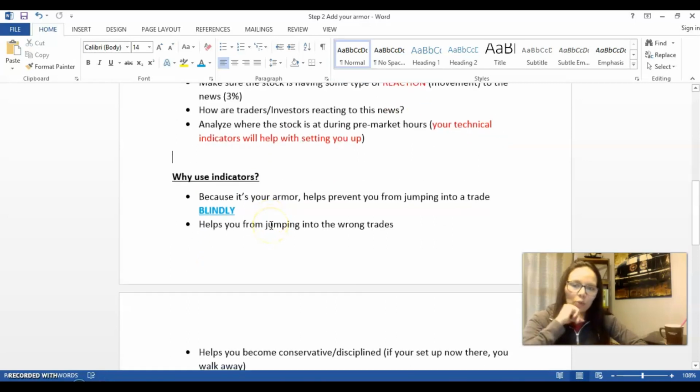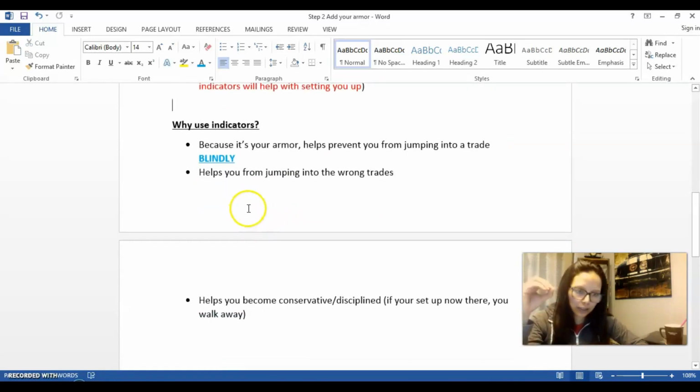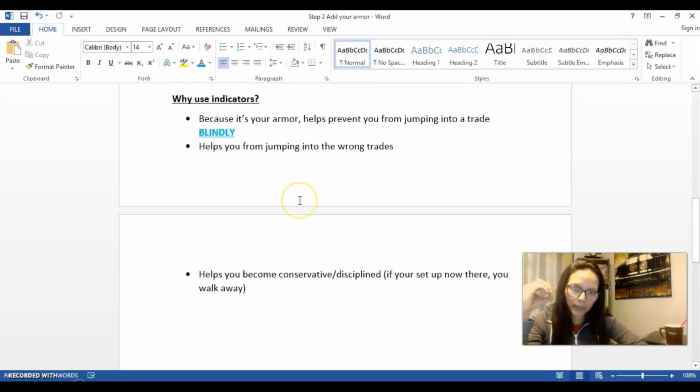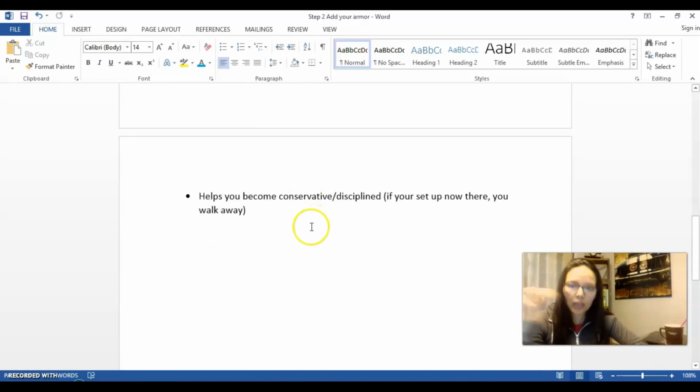Okay, so why do we use indicators? Because it's your armor. Helps prevent you from jumping into a trade blindly, right? And also has helped me from jumping into the wrong trades. Okay, and it helps you become more conservative, disciplined.